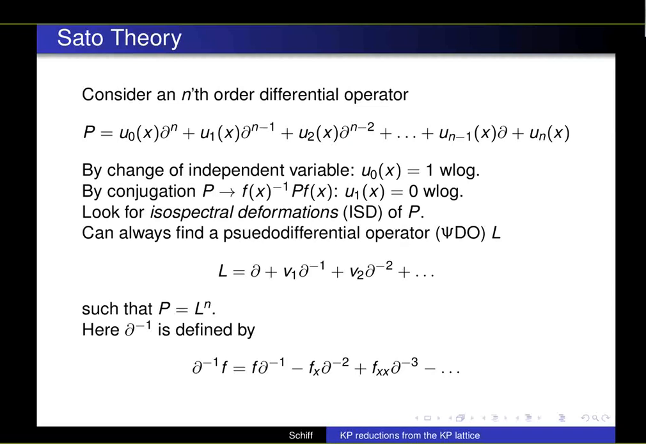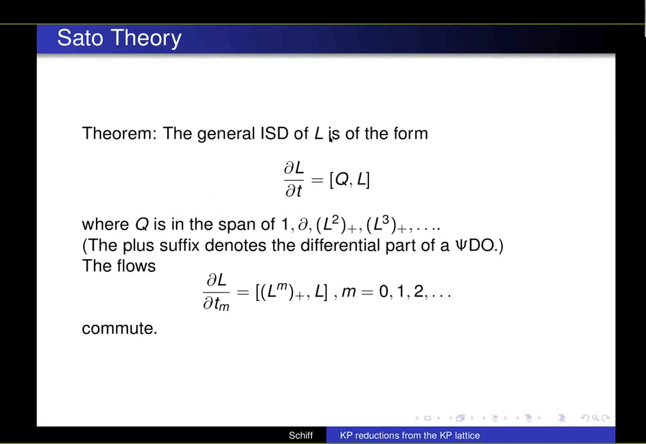So Mikio Sato, I understand he's still alive. He must be very old by now. He was a founder of a very large school of Japanese mathematicians who came up with the theory of isospectral deformations of differential operators, which is now called Sato theory. So in Sato theory, we look at an nth order differential operator in one variable, x.